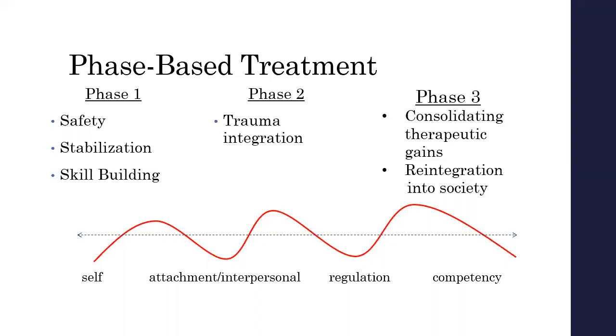The arrow and the red line represent the nonlinear process of the phases. And a lot of times you may work with clients and move in and out of phase 1 through your sessions. And it is not a graduation from phase 1, move to phase 2 graduation, but many times just moving through and in and out of the phases.